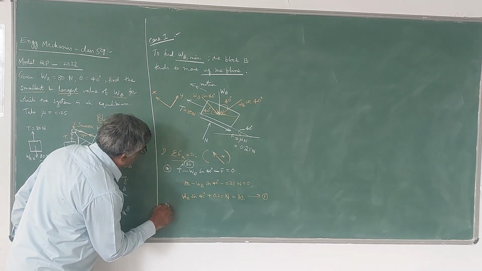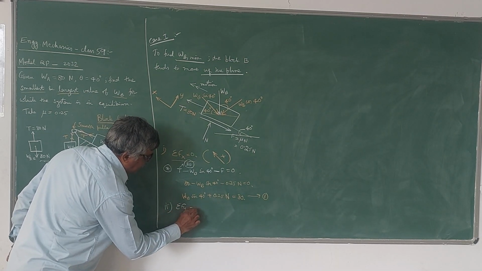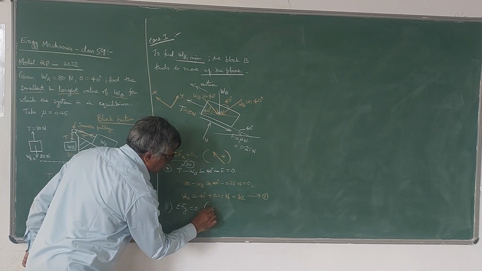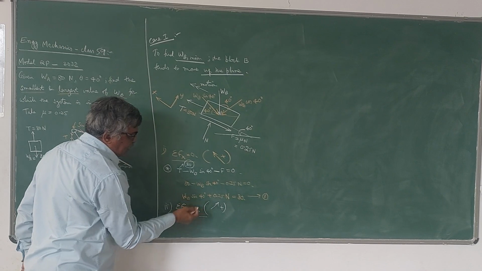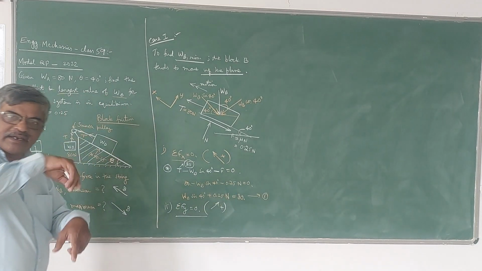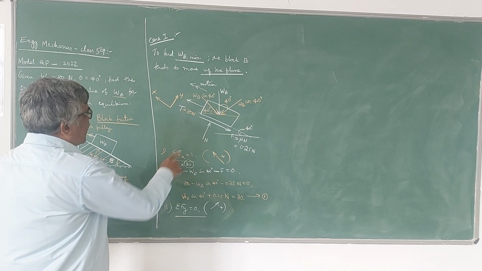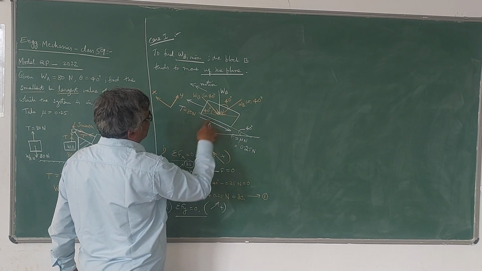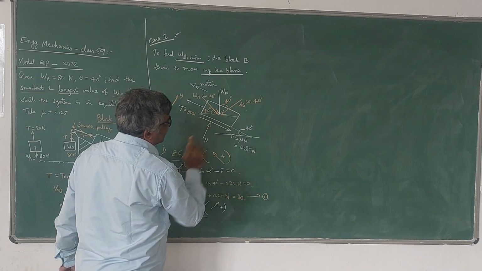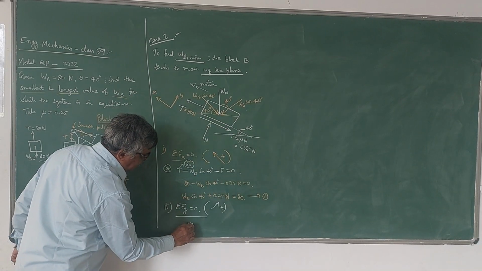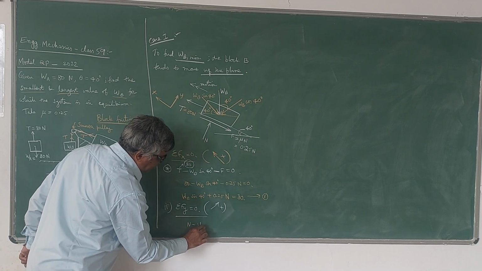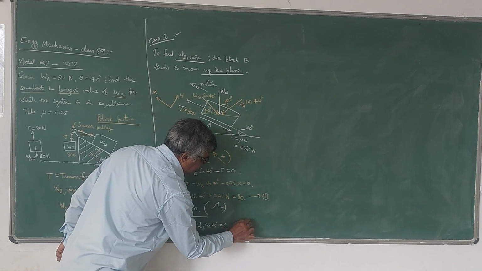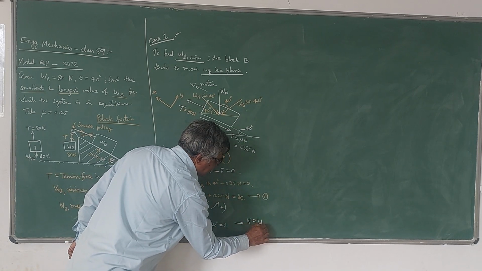Similarly, if you write the equilibrium equation in the y direction, that is sigma Fy equal to 0, treating the force acting in the positive y direction as positive, and the opposite direction as negative. Now N is positive here. WB cos 40 is negative here. Only these two we have to take now. There are no other forces in the y direction. So N minus WB cos 40 is equal to 0, or I can write N, the normal reaction, is WB cos 40.